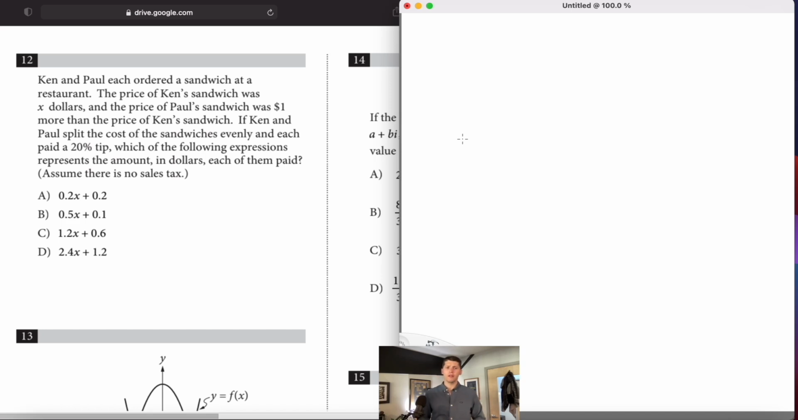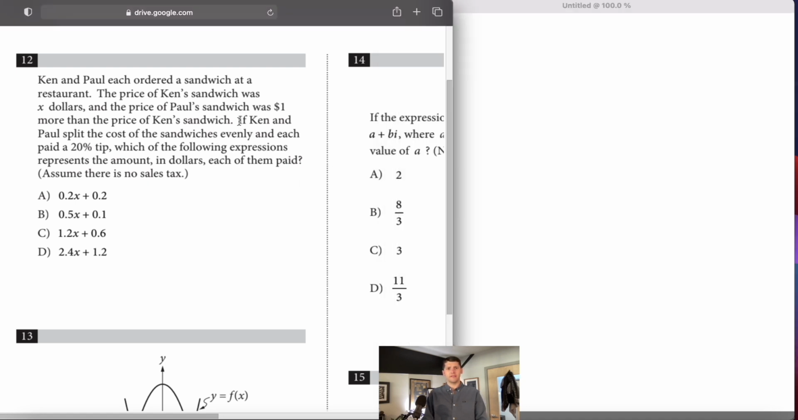All right, number 12 is a question a lot of folks get wrong. So let's work through it here. If you have a big long word problem, start with the last sentence. It says, if Ken and Paul split the cost of the sandwiches evenly and each paid a 20% tip, which of the following expressions represents the amount that each of them paid?